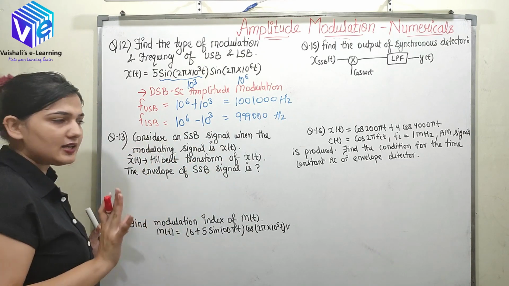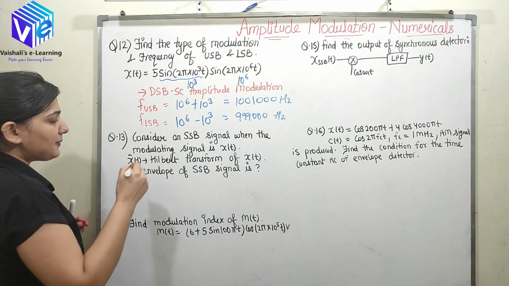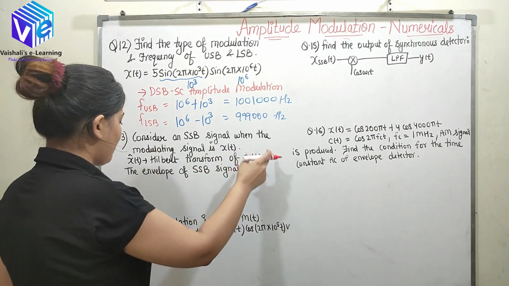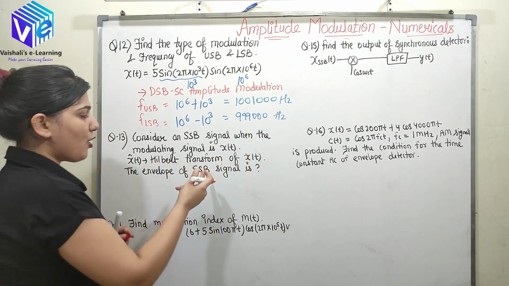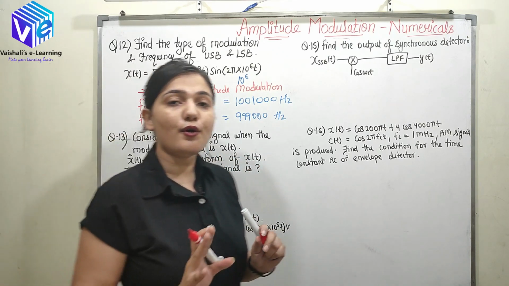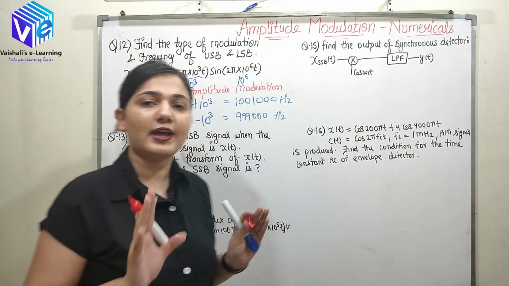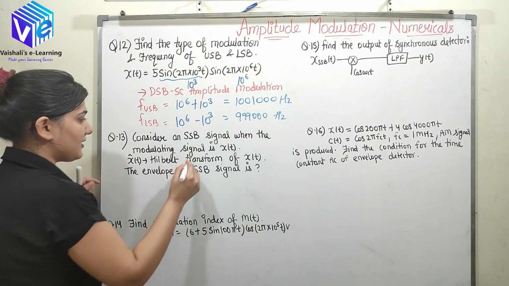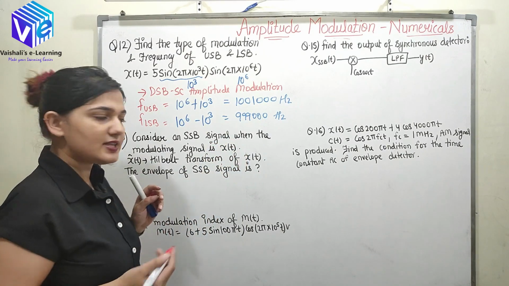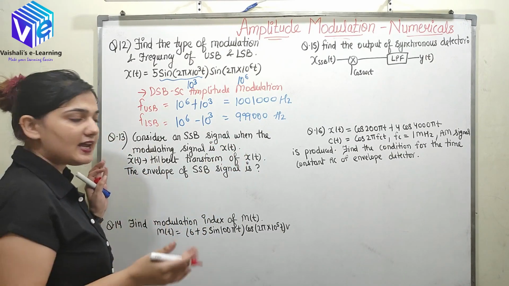So the input signal is x(t). x cap(t) is the Hilbert transform of x(t). The envelope of the SSB signal is... So I need to find out the envelope of this SSB signal, where x(t) is the input signal and x cap(t) is the Hilbert transform.